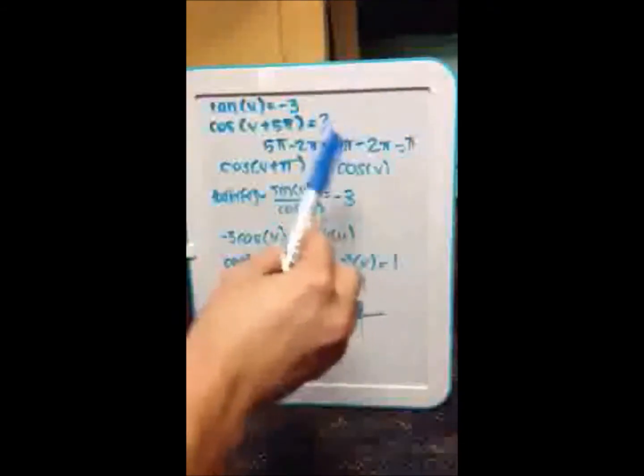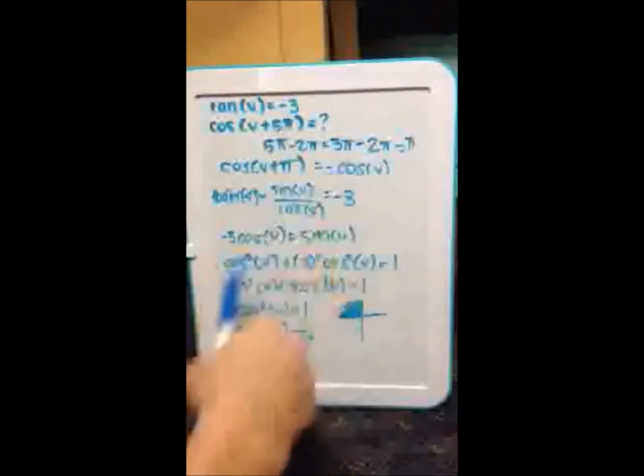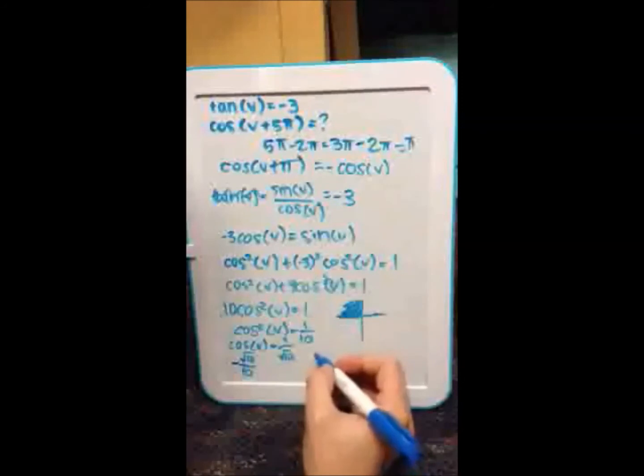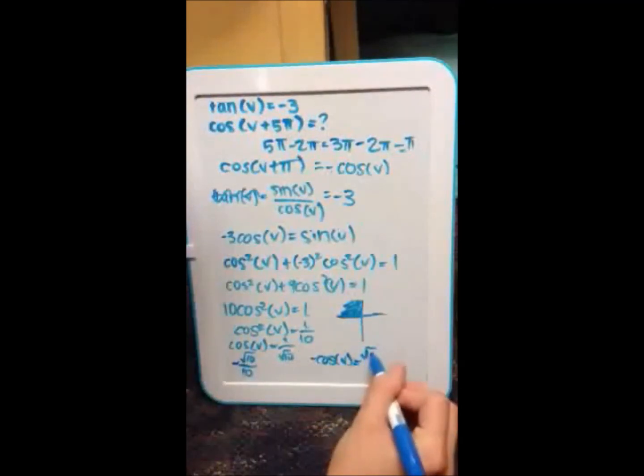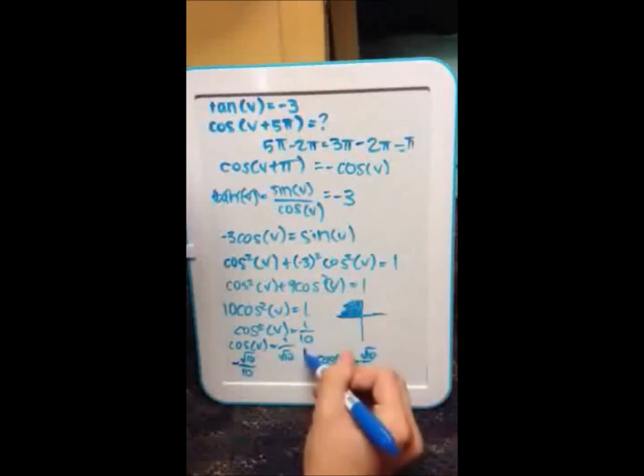However, again, we're looking for negative cosine of v and not cosine of v. So we're going to multiply both sides by negative, and we're going to get negative cosine of v equals the square root of 10 over 10. And that's our answer.